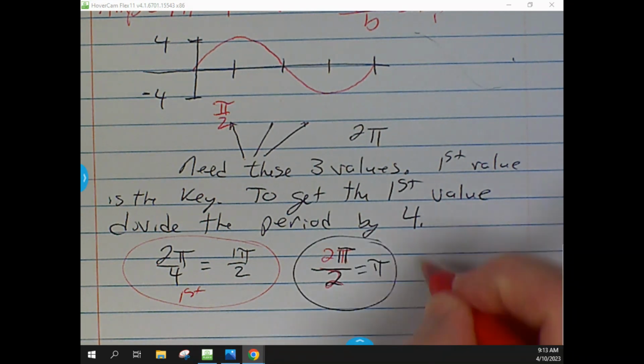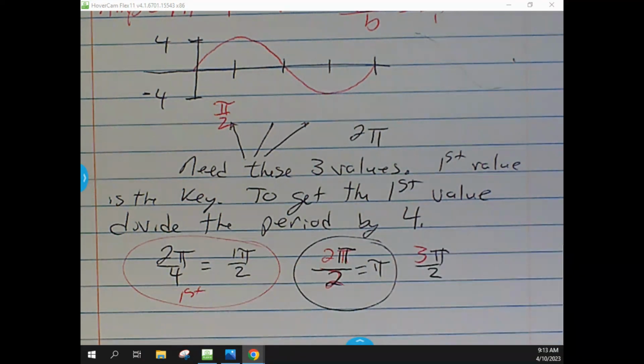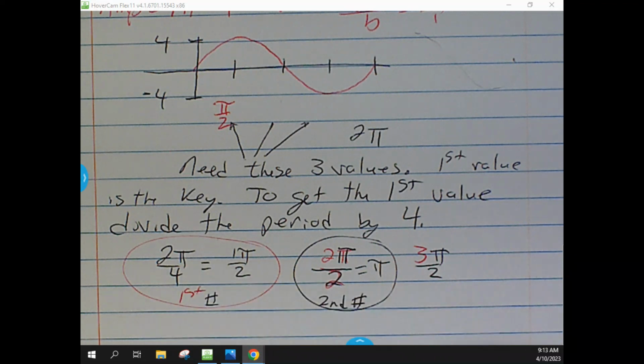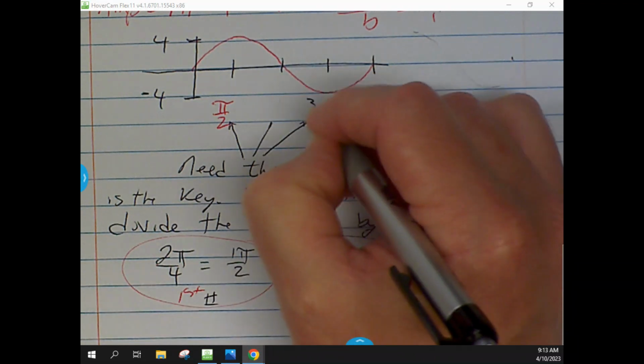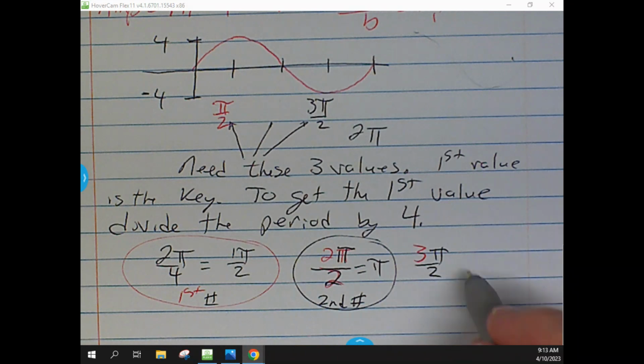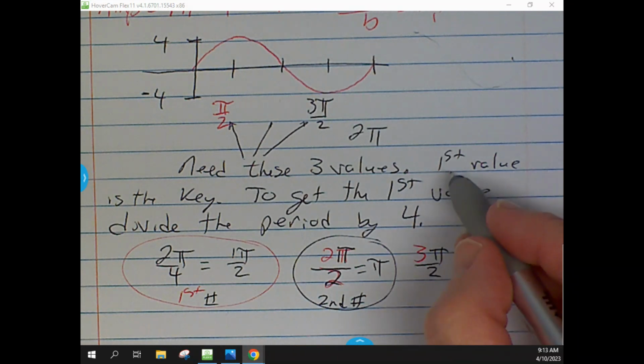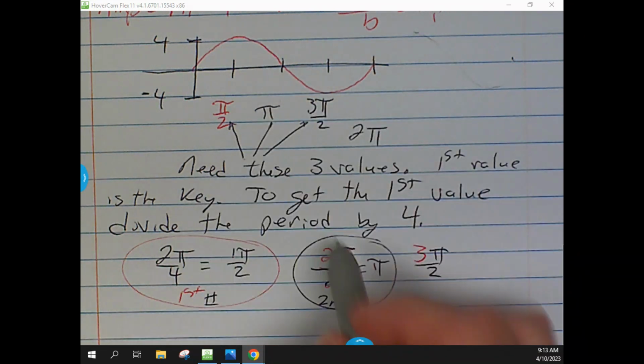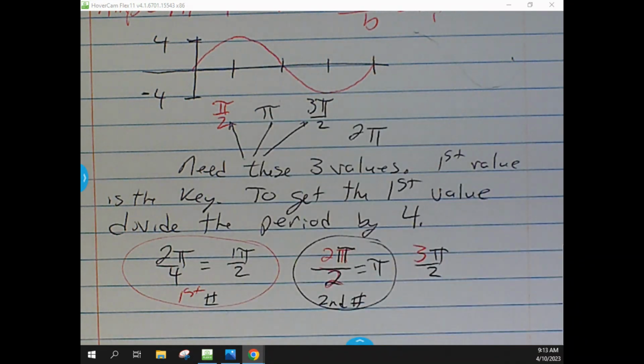The third one is going to be 3 pi over 2, which doesn't simplify, so that's going to stay there. And again, technically, the fourth one would be 4 pi over 2, but that would simplify down to just 2 pi. So it's pi over 2, pi, 3 pi over 2, and then 2 pi.